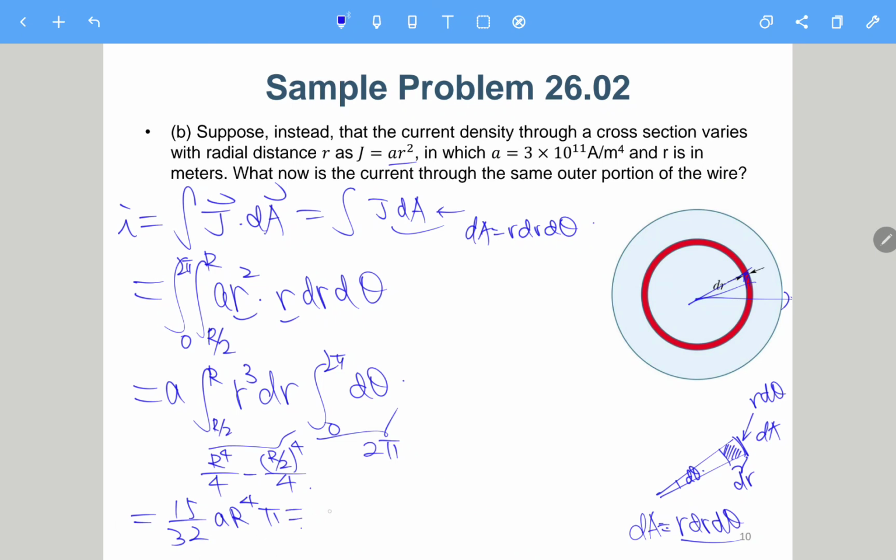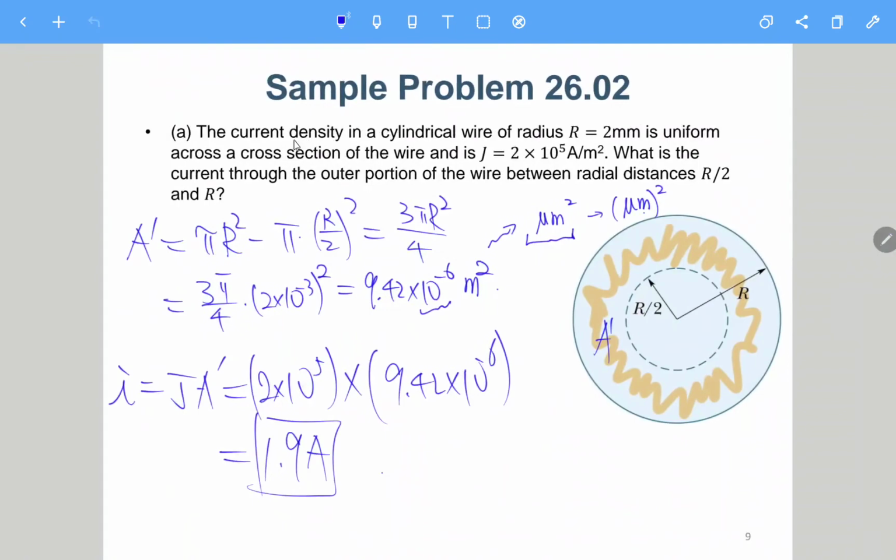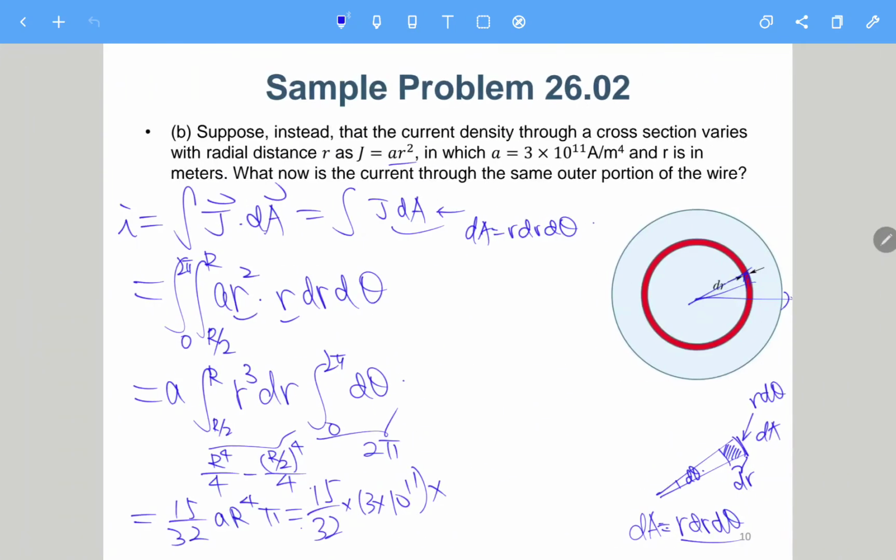Okay, so we can plug in all the numbers. 15 over 32 times A is this value, 3 times 10 to the 11th power, and then times capital R, which is 2 mu m, 2 times 10 to the minus 3rd, and then pi. So the number is 7.18. So if we have a non-uniform current density, then we need to play with the surface integral.